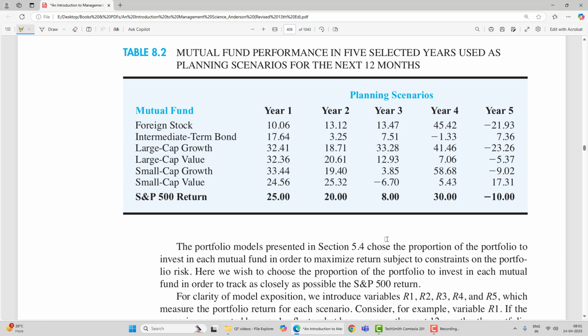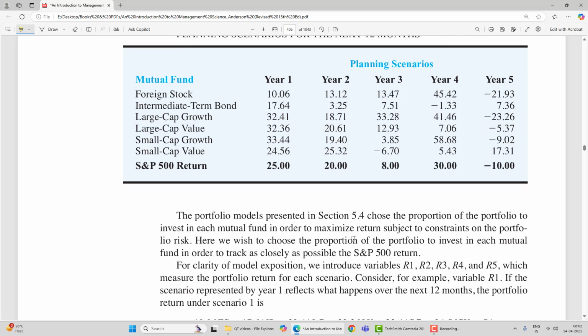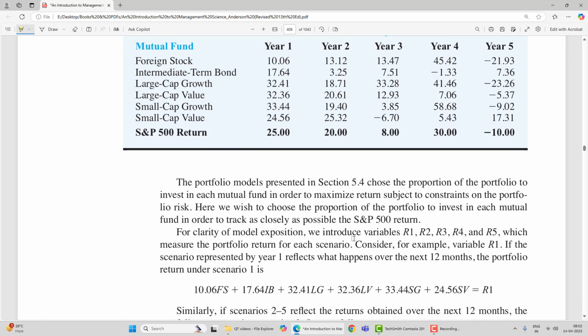So basically, what we are trying to arrive at is the minimization of variance between our returns and S&P 500 returns. And as you know, variance is nothing but the square. It is the difference of squares, which we are going to minimize. So that's why the square term will come into picture.